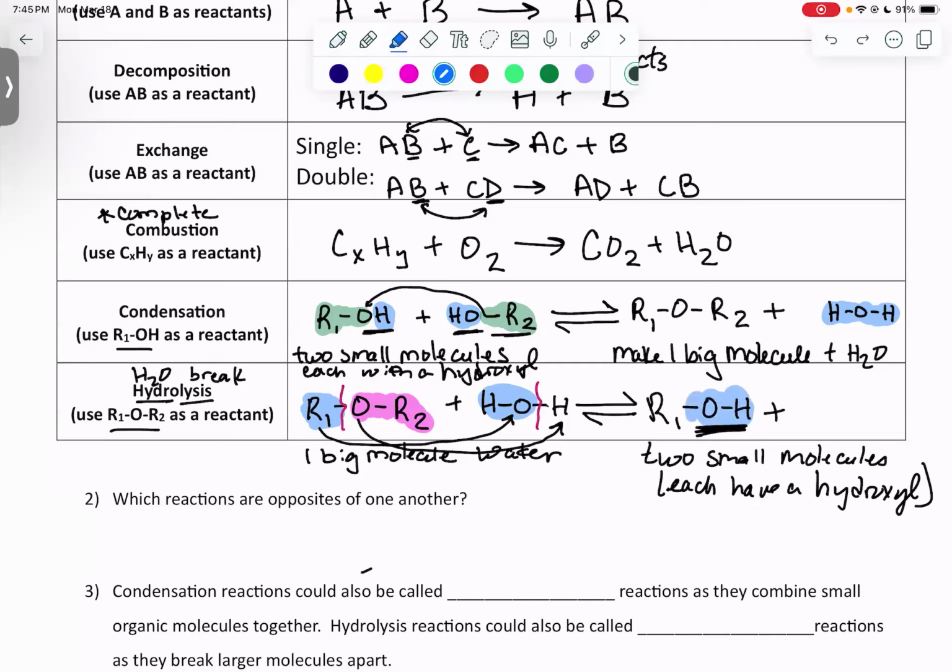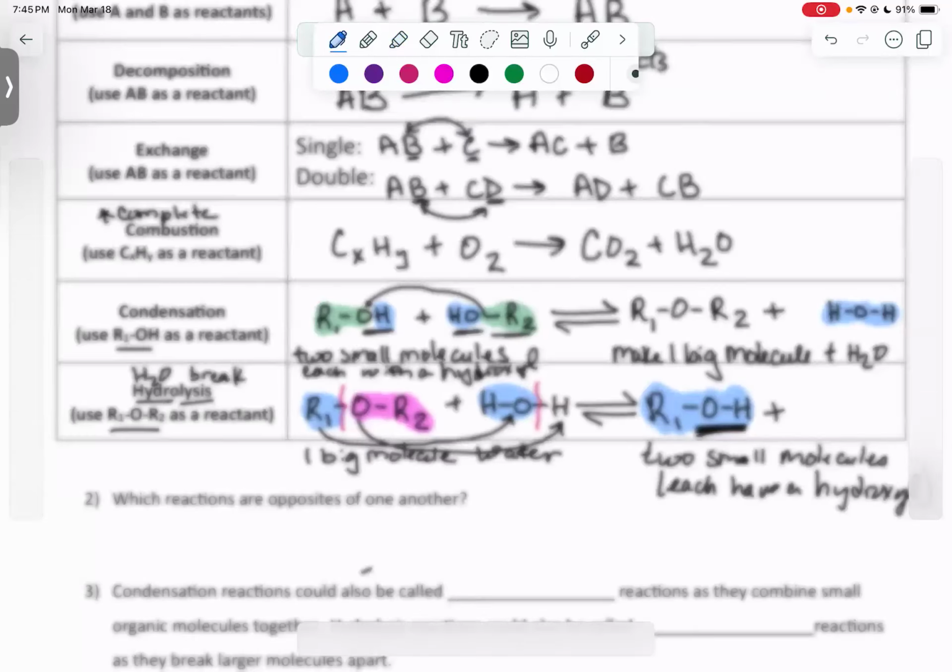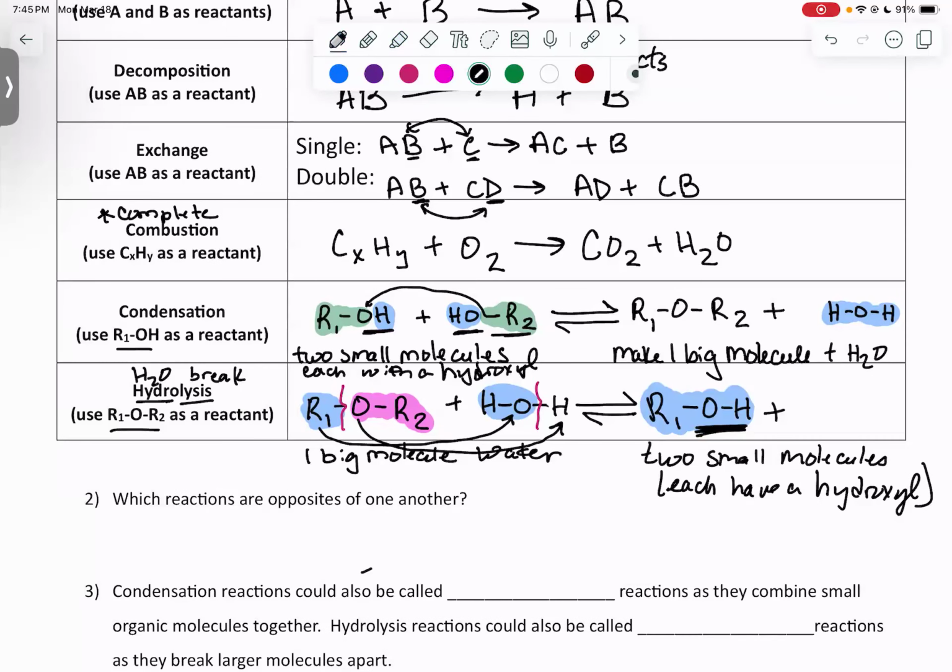This is all the blue stuff. And then we're going to make R2, and I'm just reading it this way, right? I'm reading R2, and then it's bonded to an oxygen, and then the oxygen is going to come over and, ooh, picked up the wrong arrow. It's going to pick up this hydrogen, so that each of our new molecules now has an R group and a hydroxyl. So we have a hydroxyl here and a hydroxyl here.